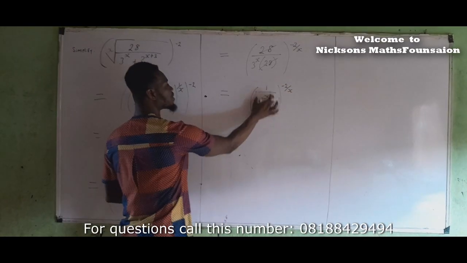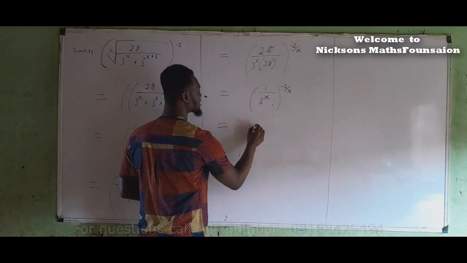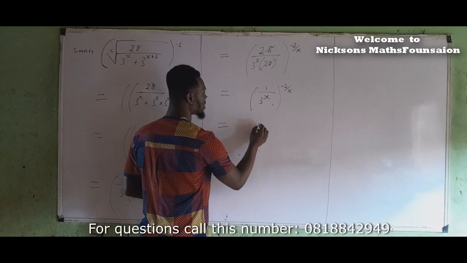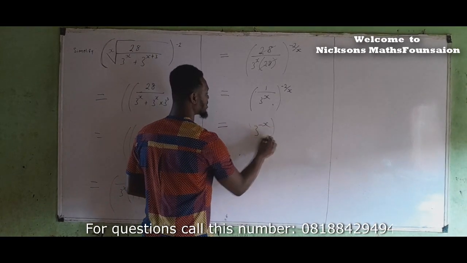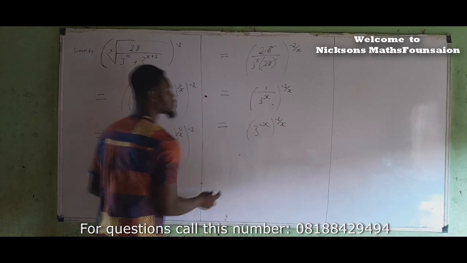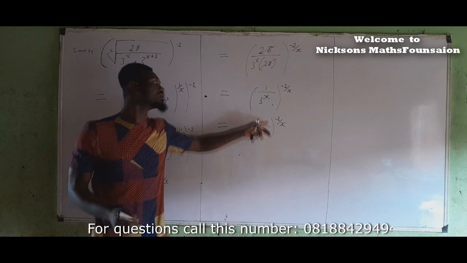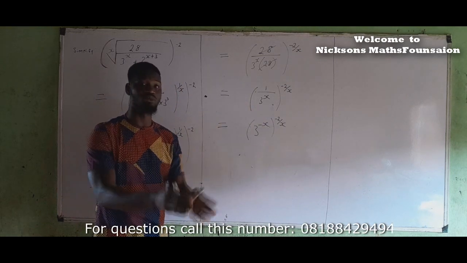So we know from lots of indices, this can be rewritten as 3 raised power minus x, then all of them raised power minus 2 over x. So we have power inside now. Then we now have power outside, so we can now multiply them.